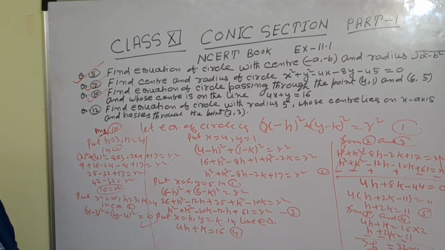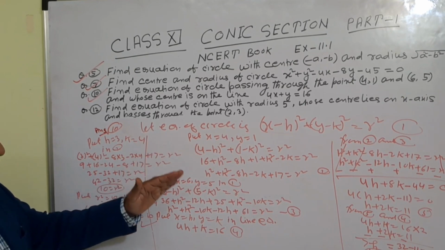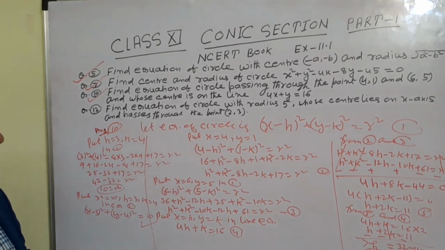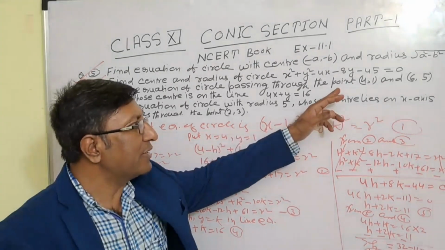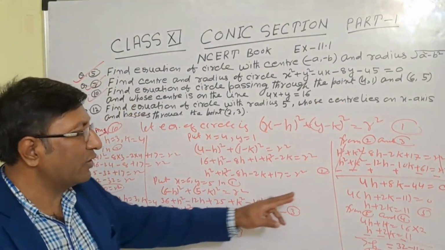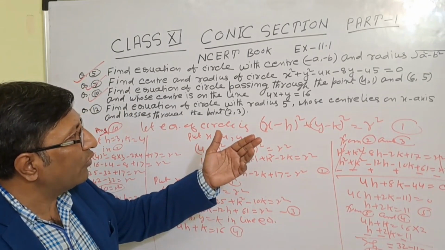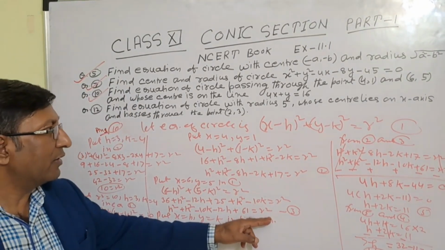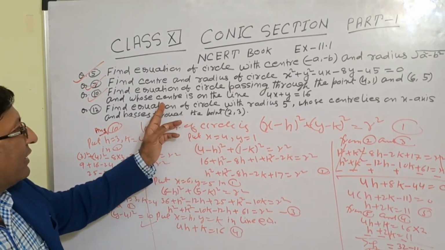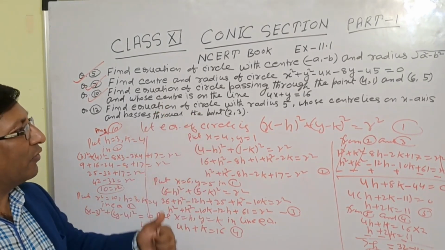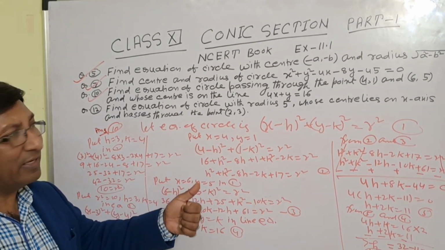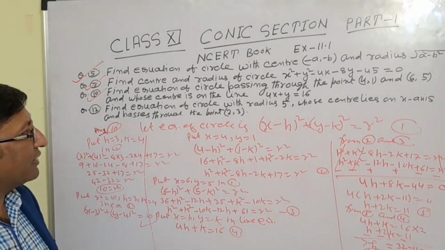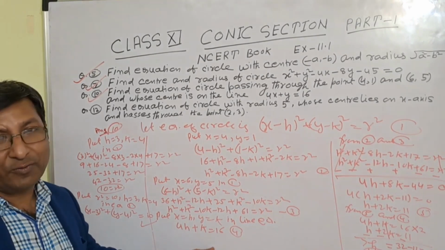First you assume the equation of circle: (x minus h) whole square plus (y minus k) whole square equals r square. Then put one passing point for x and y and get one equation. Again put x equal to 6, y equal to 5 and find the other equation, the third. Now the center lies on the line. So the center of this required circle is (h, k). So satisfy the equation of line. So this is 4h plus k equal to 16, the fourth equation.